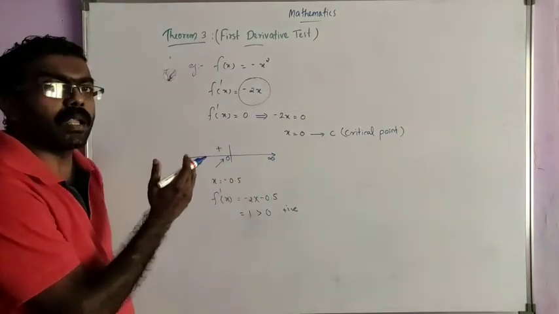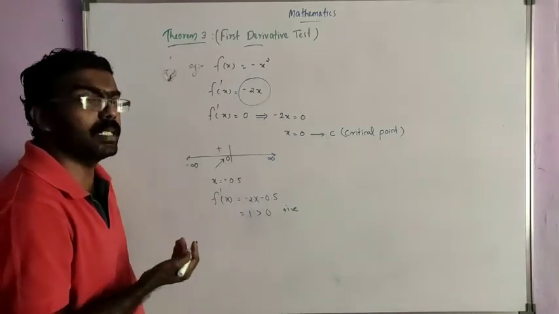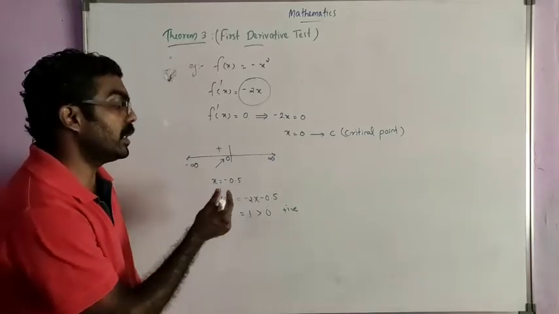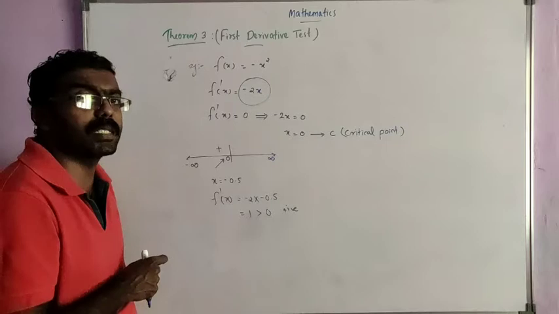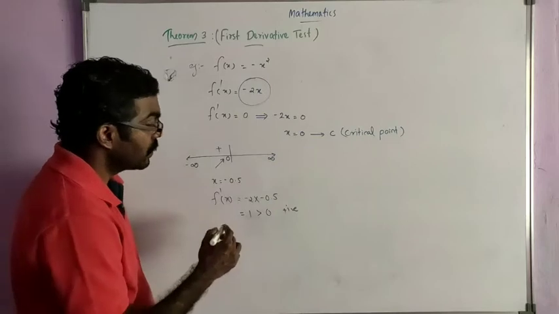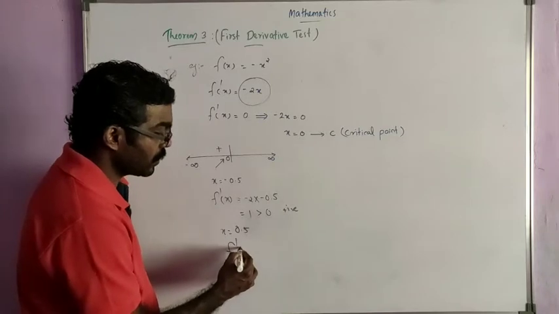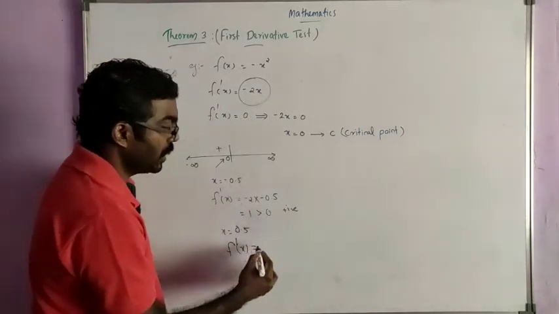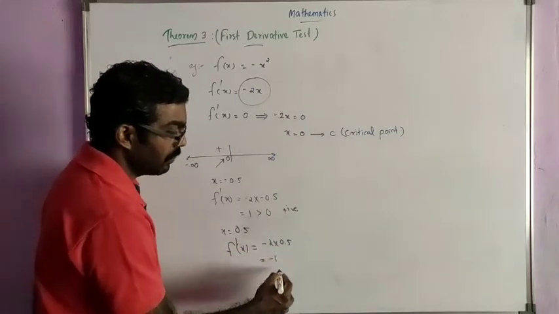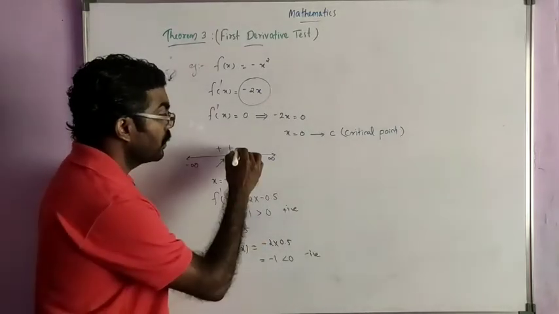And we can take one point which is sufficiently close to and to the right of C. Right of C means to the right of 0. So we have to consider an example very close to the number 0 and which is more than the number 0, on the right part of 0. So we can take the number plus 0.5. Then f dash of x is equal to minus 2 into 0.5, which is equal to minus 1, which is less than 0, that means negative.